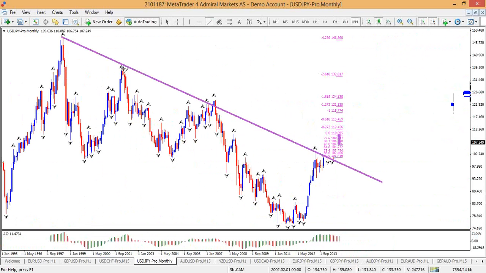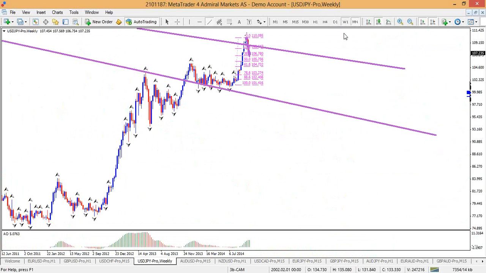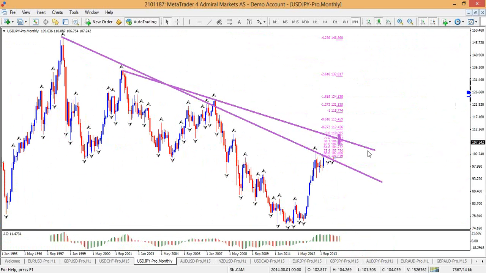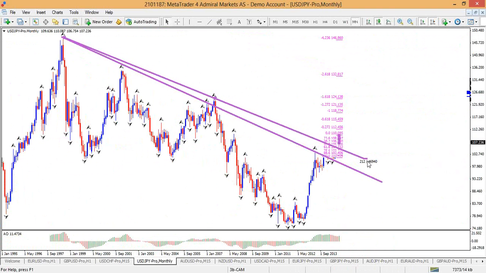We broke... what trend line? Let me think for a second here. I want to refer to a different trend line. Oh, it was this one probably. Yeah, this one. We broke that trend line.